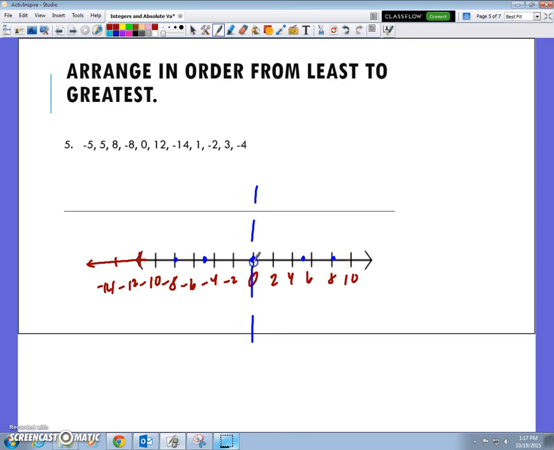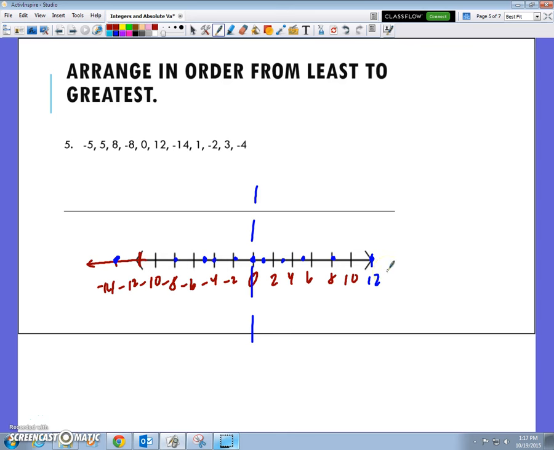I have 0. That's one of my points. I have 12. We're going to have to go a little farther. Right there. I have negative 14 way down there, and 1, negative 2, 3, and negative 4. So there's all my points. Now that I have them all on the number line, I know that the smaller numbers are to the left. Over here are the smaller numbers, and over here are the bigger numbers.